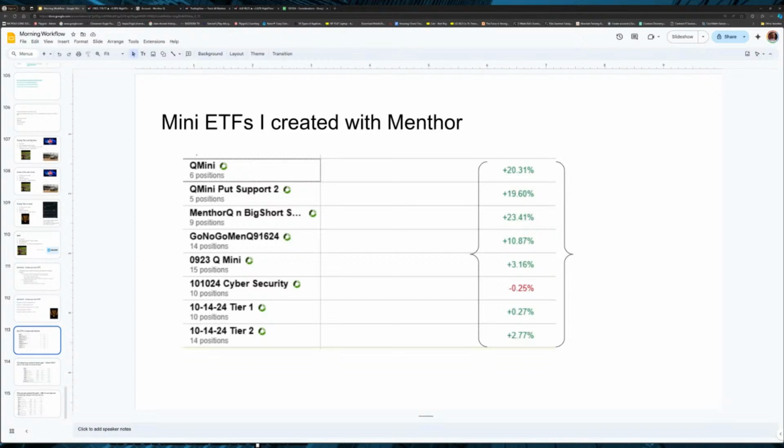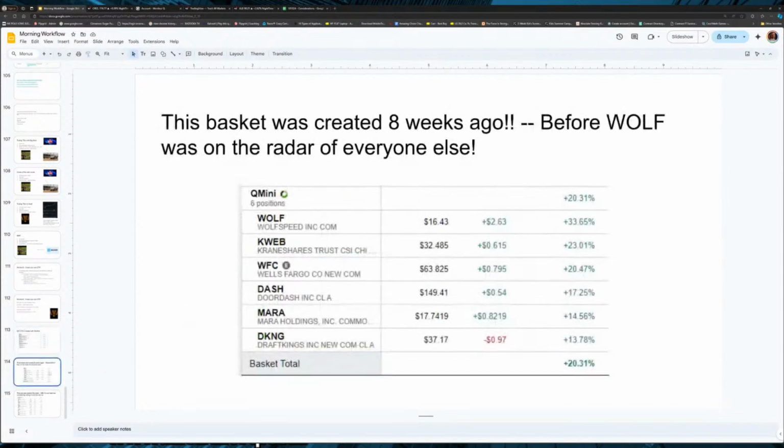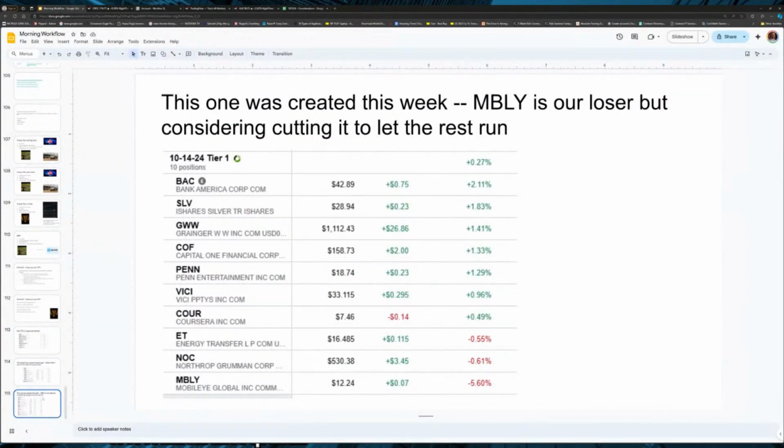And these are some real examples from Fidelity of baskets that I put together. All of a sudden I started naming them a lot more clearly. So you can see these ones that I created, 1014. I created two different tiers. This is the one that I just showed you that I created about 10 weeks ago. And this is an active one that I just created this week.